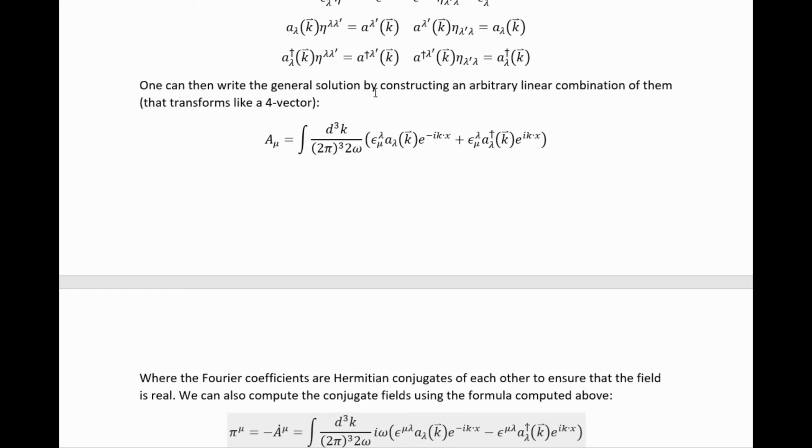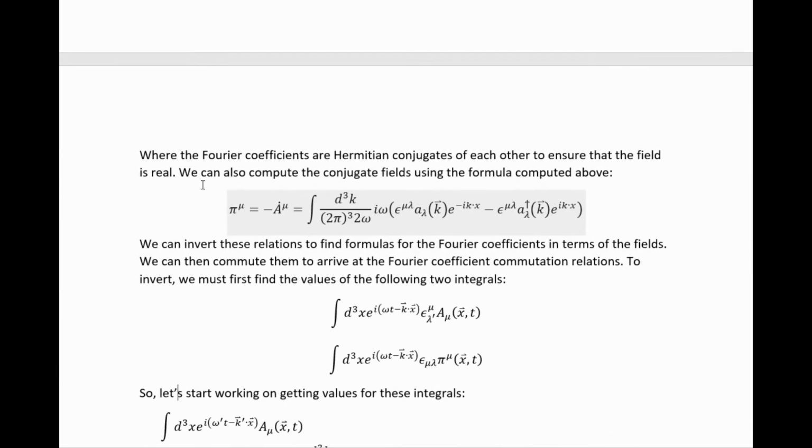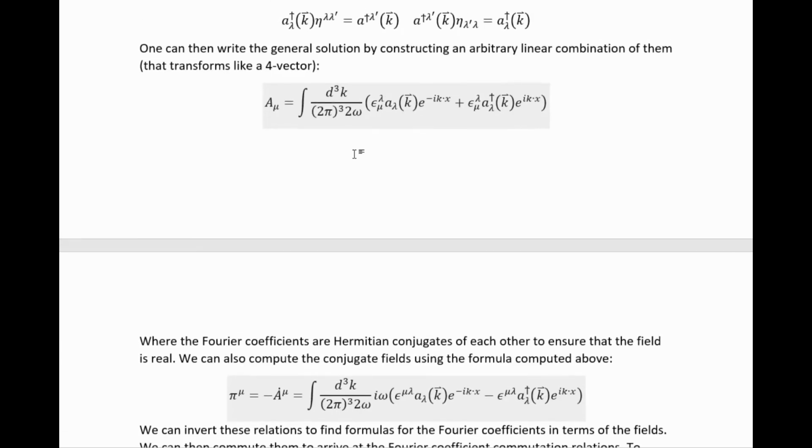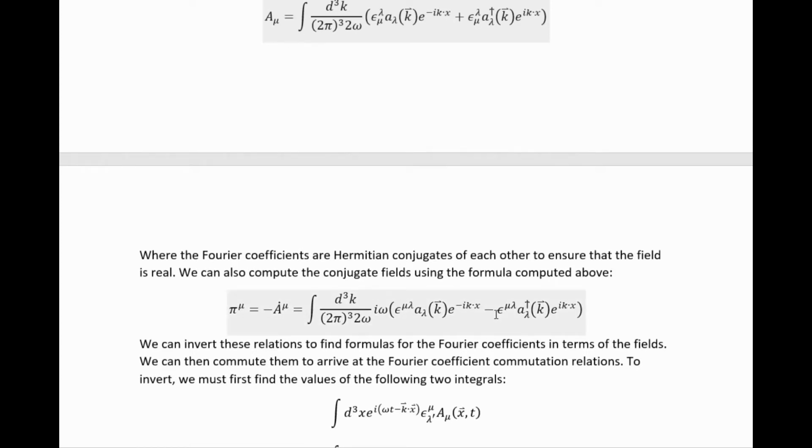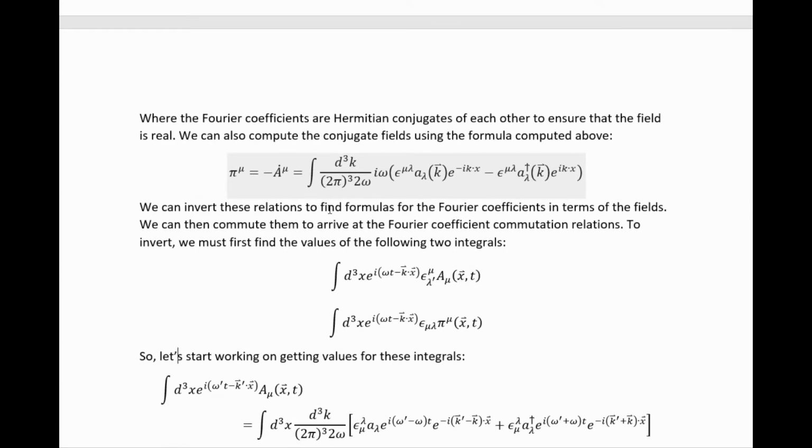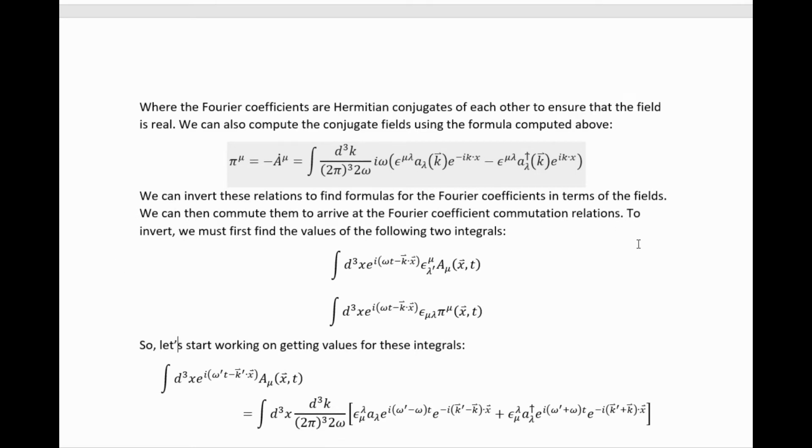One can then write the general solution by constructing an arbitrary combination of the plane waves, of course, that transforms like a four vector. So we use this Lorentz invariant integration measure there, where the Fourier coefficients are Hermitian conjugates of each other to ensure that the field is real. One can also compute the conjugate fields using the formula computed above. That just gives us this result. We can now invert these relations to find formulas for the Fourier coefficients in terms of the fields. We can then commute them to arrive at the Fourier coefficient commutation relations.